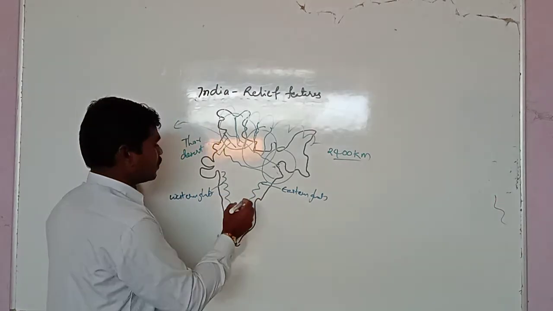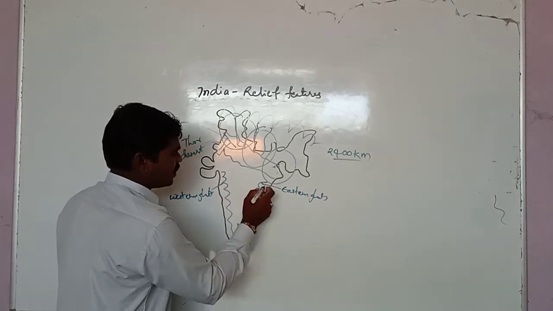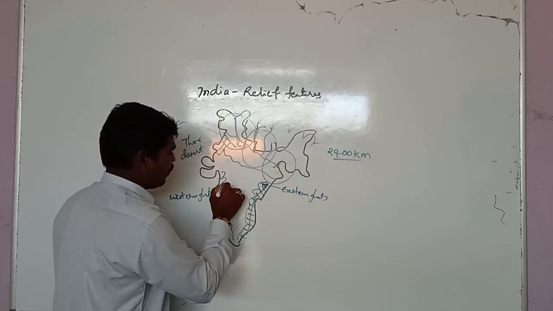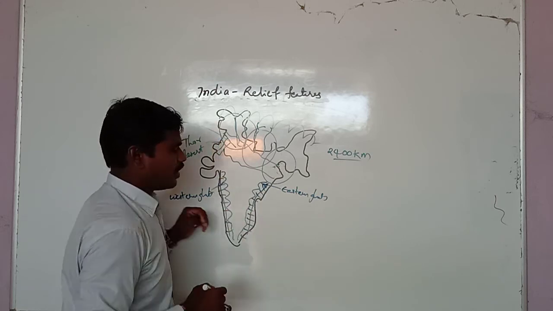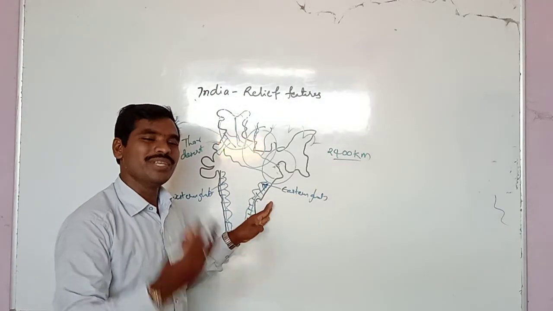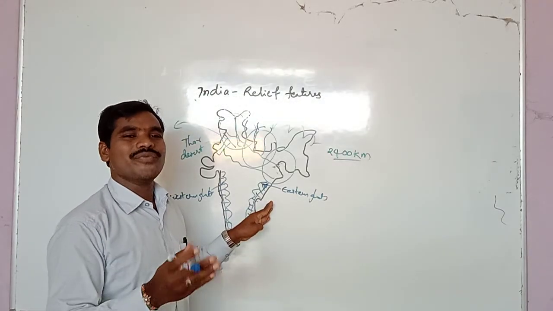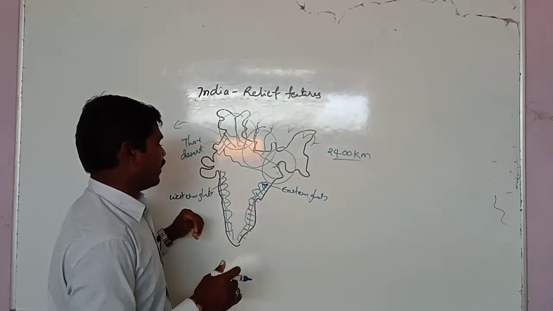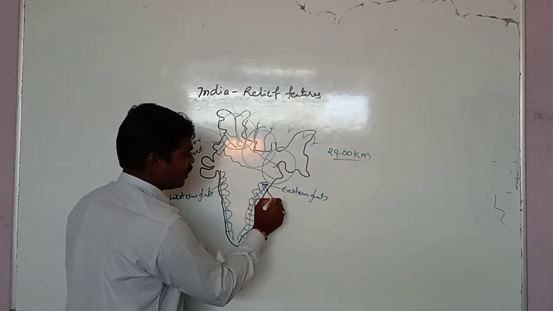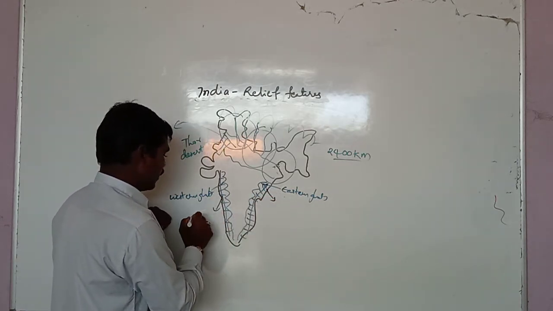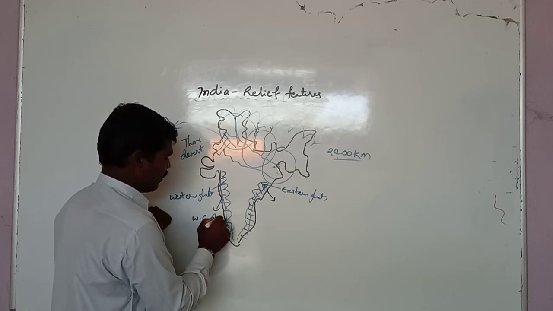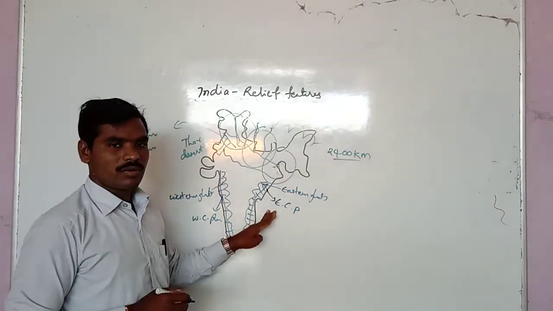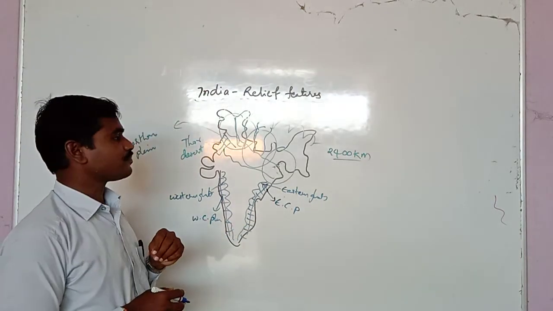Next, after the Eastern and Western Ghats, there is a coastal plain. Why do we call it a coastal plain? A plain located beside the bank of a river or a beach is called a coastal plain. This is the Eastern coastal plain and this is the Western coastal plain.